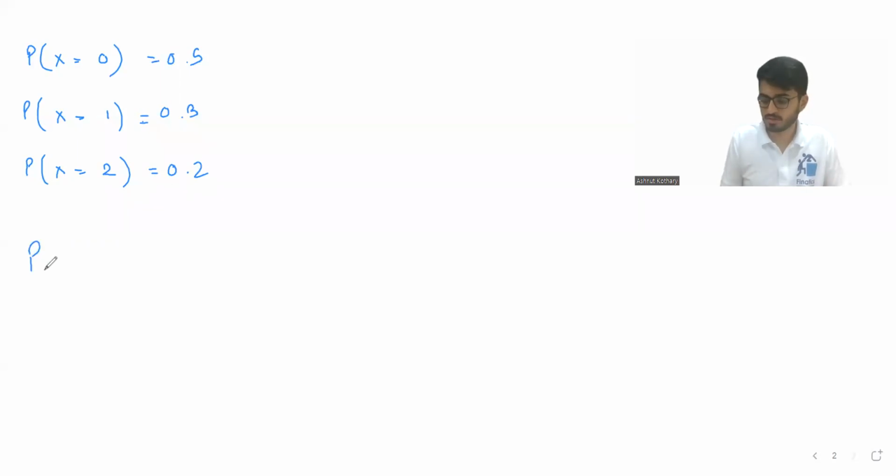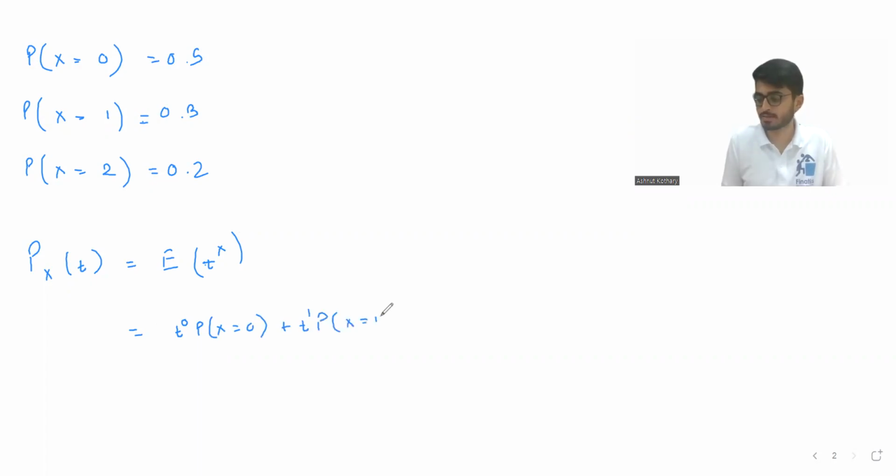So using the formula here, by derived means you just need to start with the formula. It is expectation of t to the power x, which will become t to the power 0 into probability x equal to 0, plus t to the power 1 into probability x equal to 1, plus t to the power 2 into probability x equal to 2. Okay, in the question, just make a change. This shall be x equal to 3 and not 2.